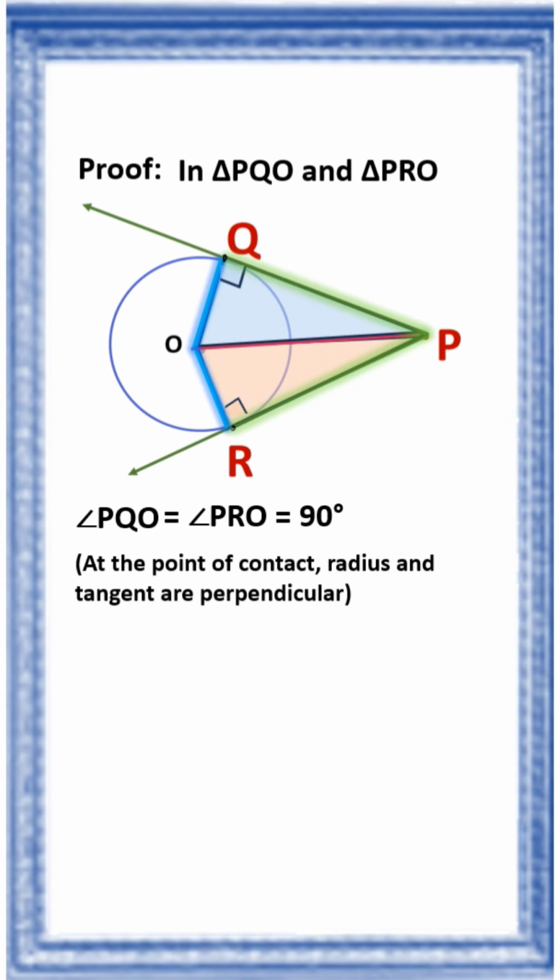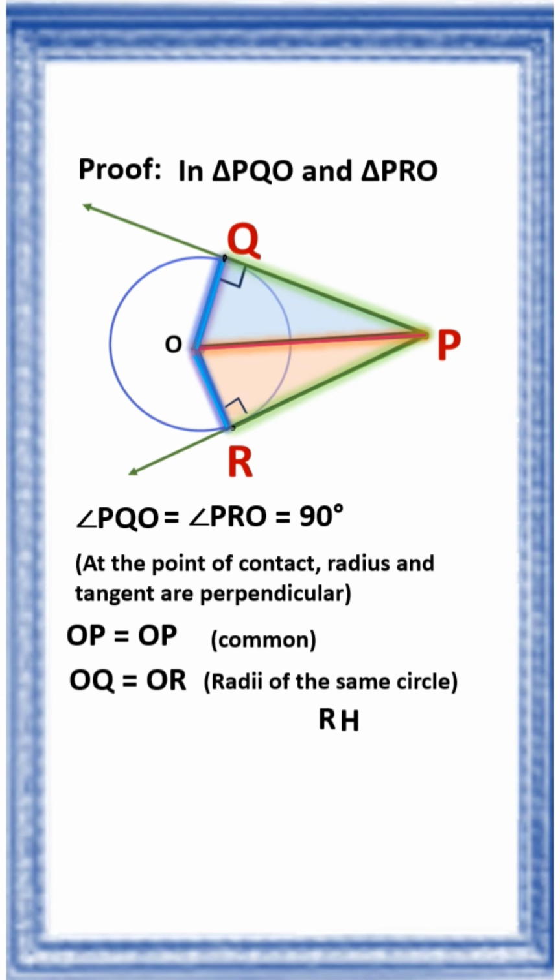Now let us write R here. One side is common to both triangles. What is it? OP is common. It is the hypotenuse of both triangles. So now let us write H here. And still one pair of sides are equal to each other. They are the radii of the same circle. OQ is equal to OR, by radii of the same circle.